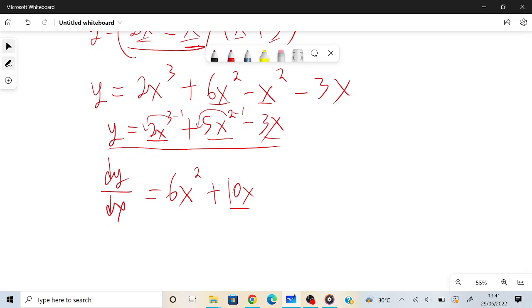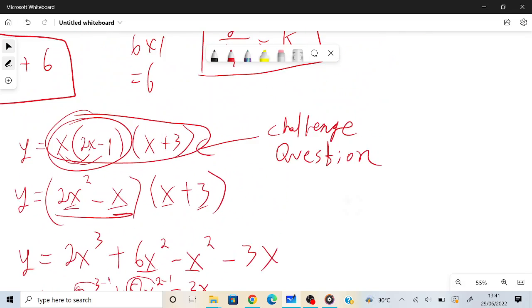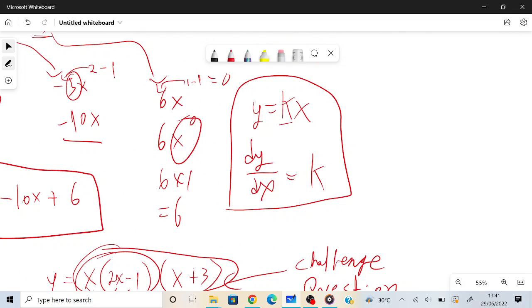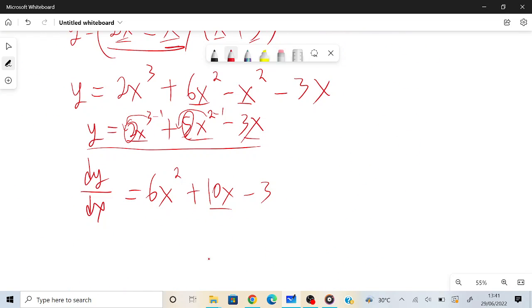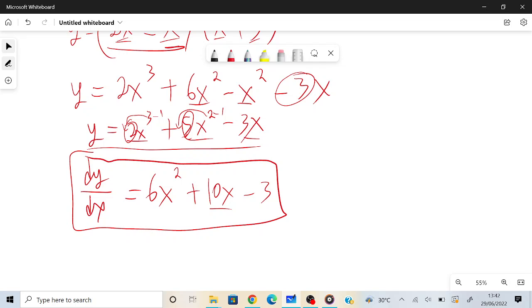Again, in both of these we had to times the power first because there was already a coefficient in front of x. And the last part is simply minus 3. From that rule we established over here that if y is kx, dy/dx is simply k. So simply if it's minus 3x, dy/dx is just the number over here. And that is the answer to that question.